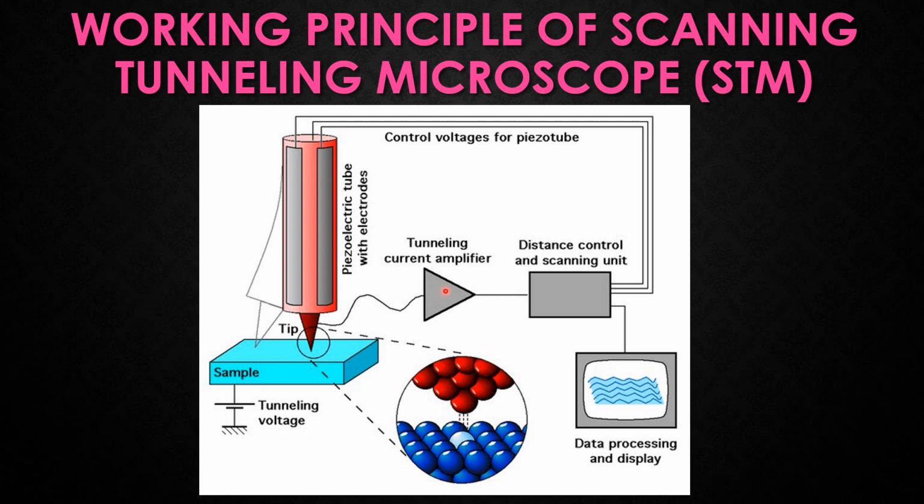A current amplifier can convert the generated tunneling current into a voltage, and it is passed to the distance control and the scanning unit, and finally it reaches the data processing and display. Finally, the information is gathered by monitoring the current according to the tip position, which scans across the surface, and this information is usually displayed in the form of an image.